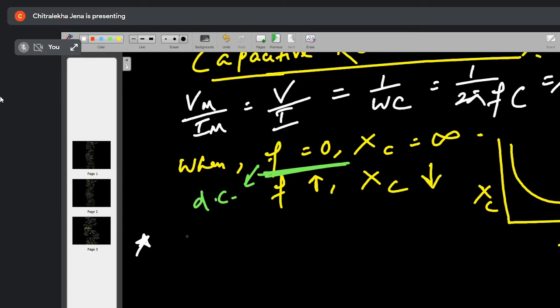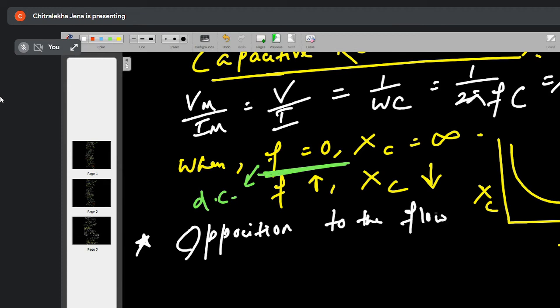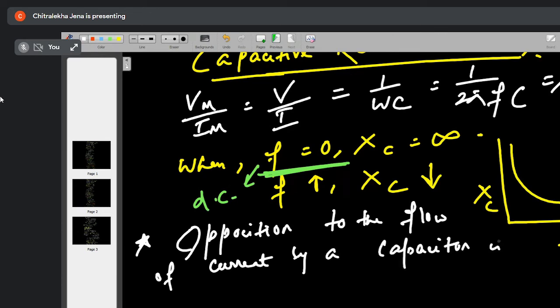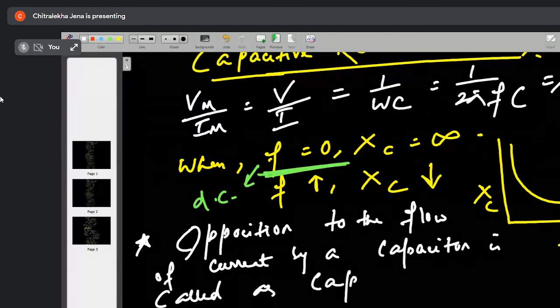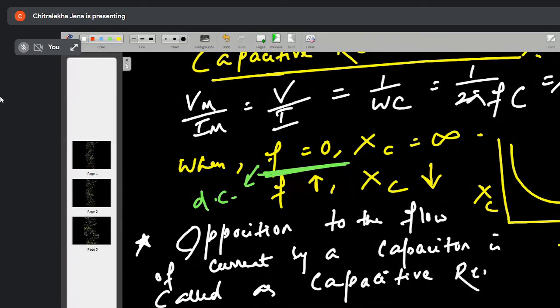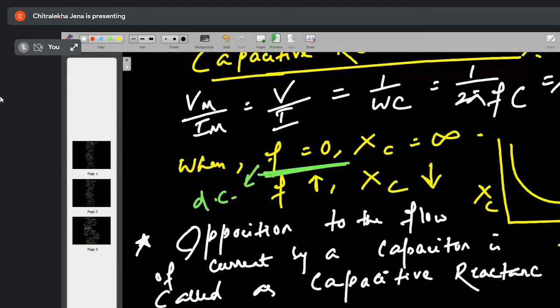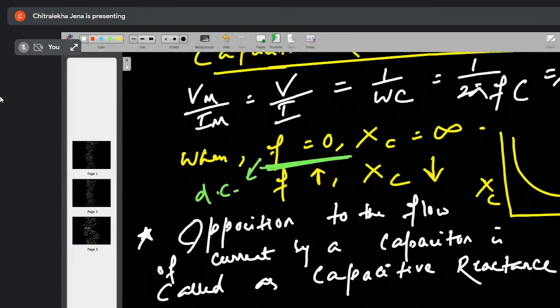So here I am writing: opposition to the flow of current by a capacitor is called capacitive reactance. Okay, got it, all of you? Yes, ma'am.